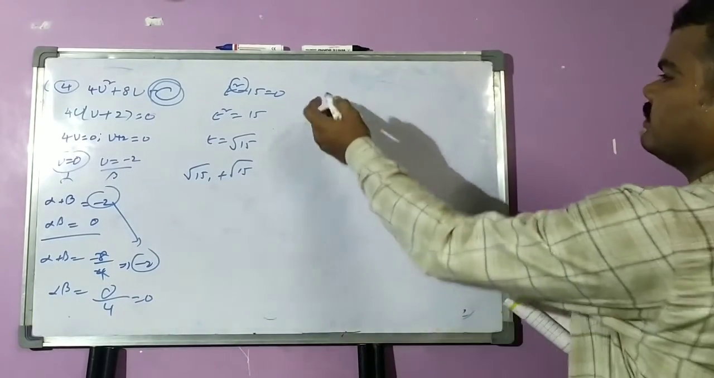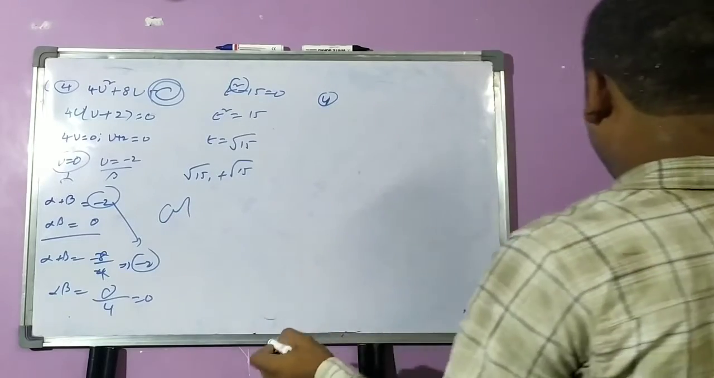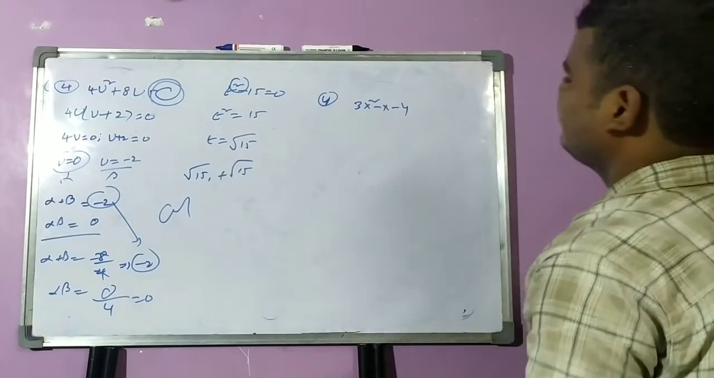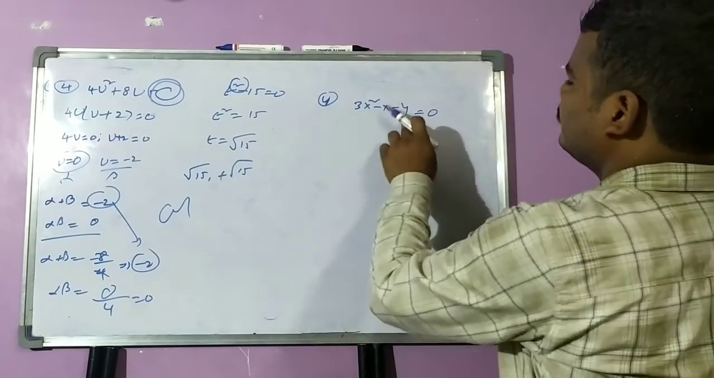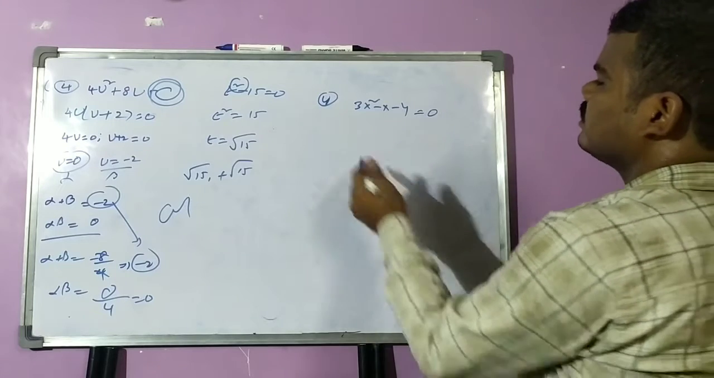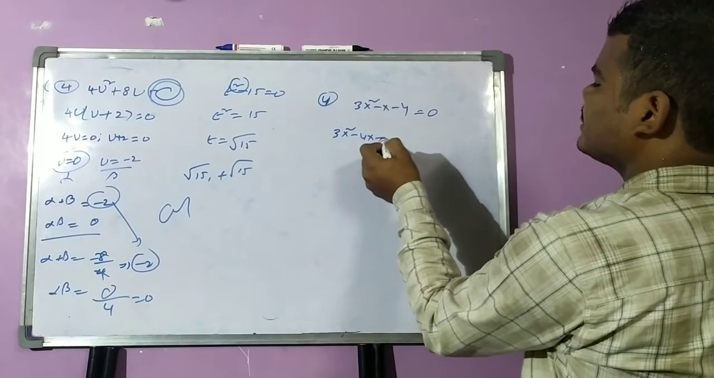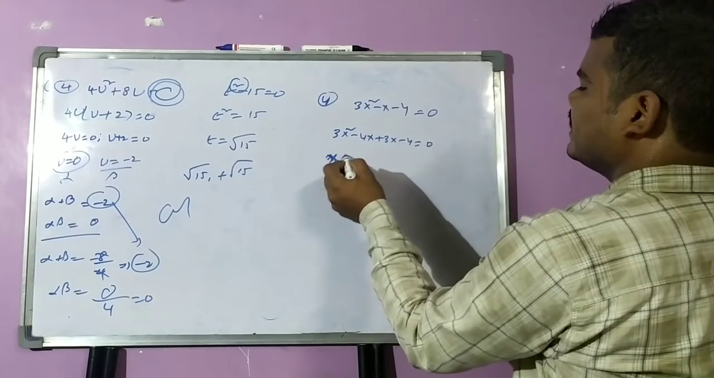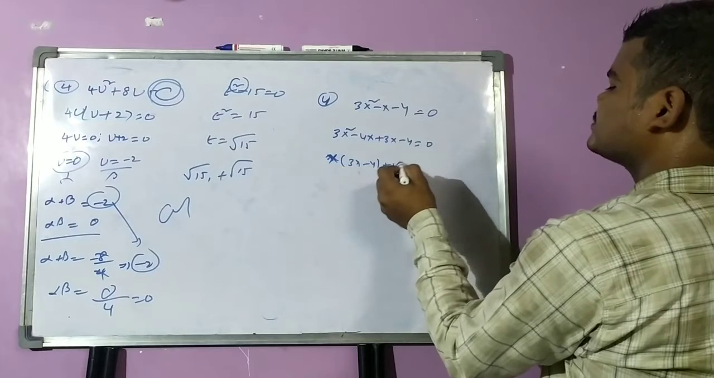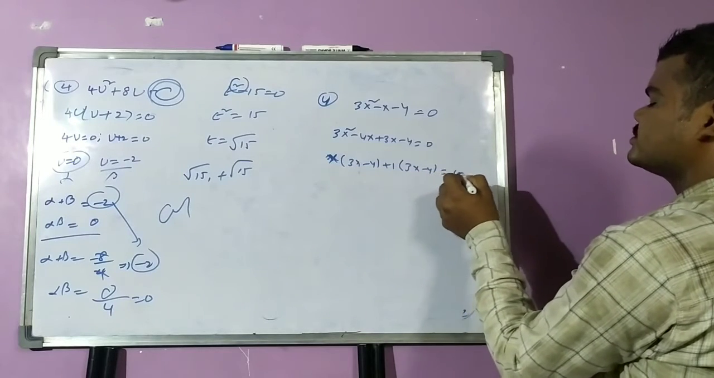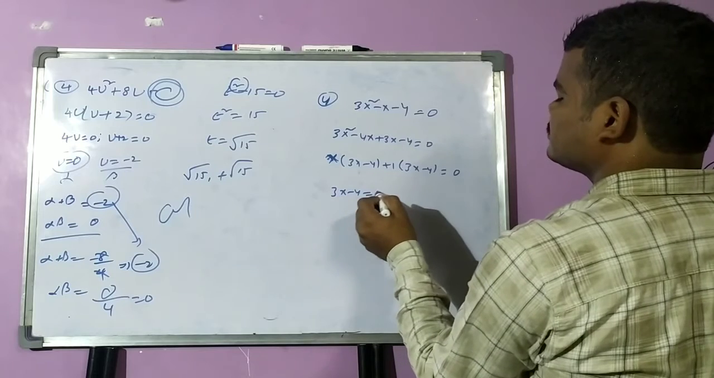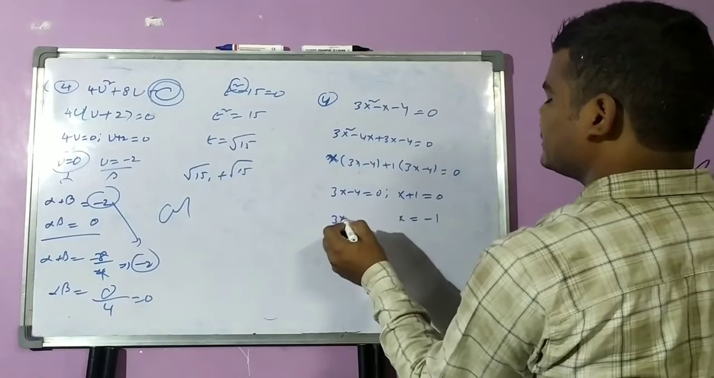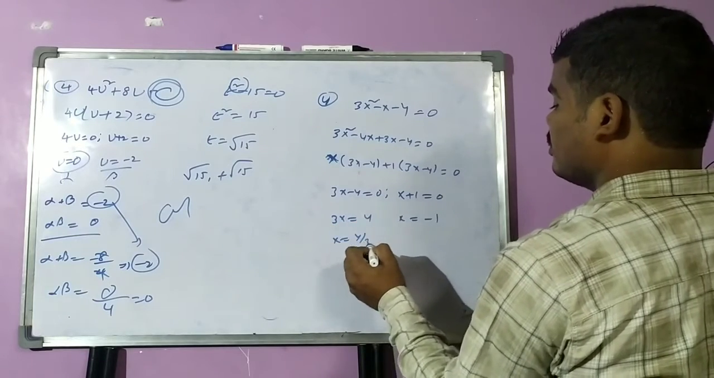Next. Fourth one. Coefficient verification, do it. 3x square minus x minus 4 is equal to 0. 4 3s are 12. So 3x square minus 4x plus 3x minus 4 is equal to 0. Take x as common here: x into 3x minus 4 plus 1 common here. 3x minus 4 is equal to 0 and x plus 1 is equal to 0. X is equal to minus 1. 3x is equal to plus 4, x is equal to 4 by 3.